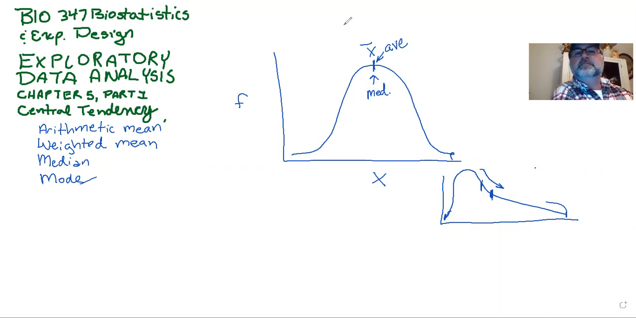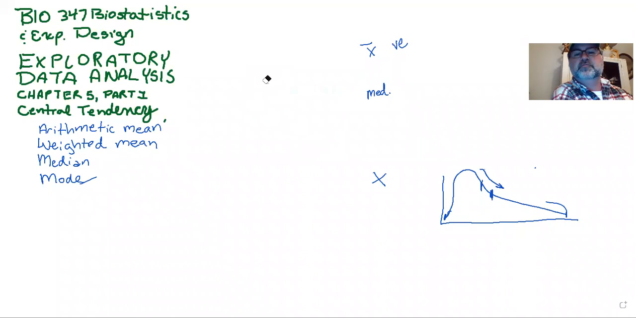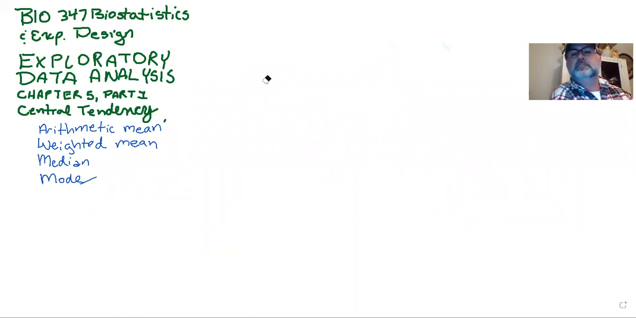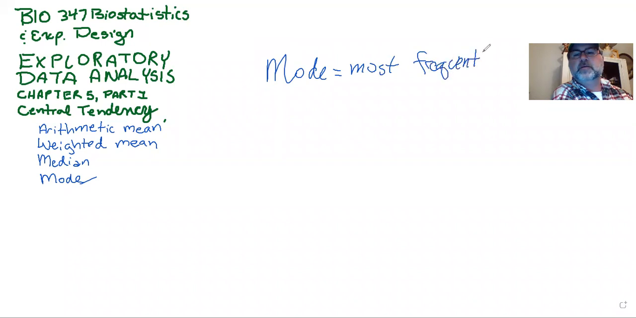The mode. So the mode is the most frequently occurring number, okay? So the mode is the most frequently observed value. Okay.